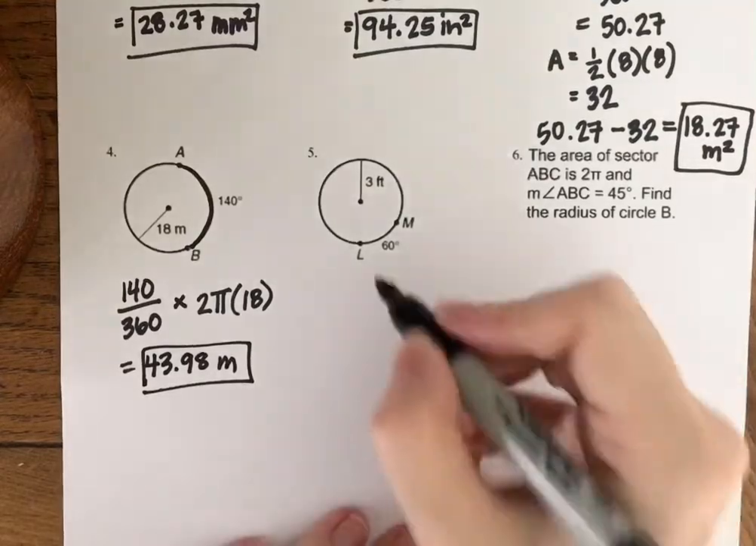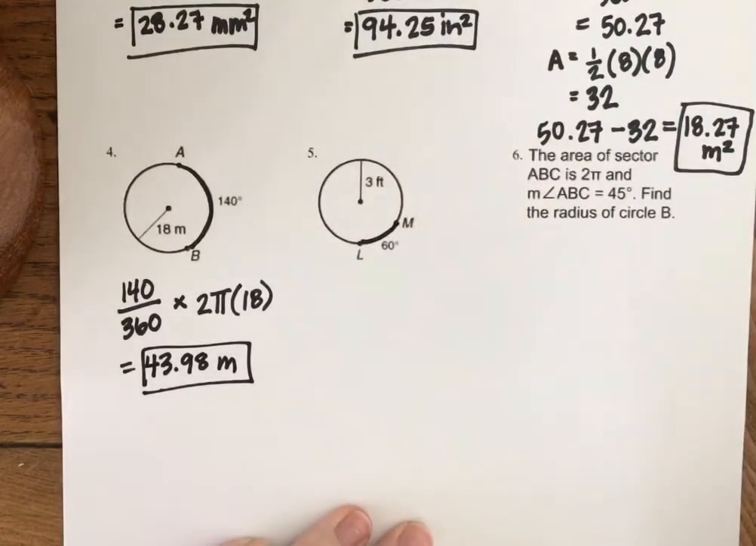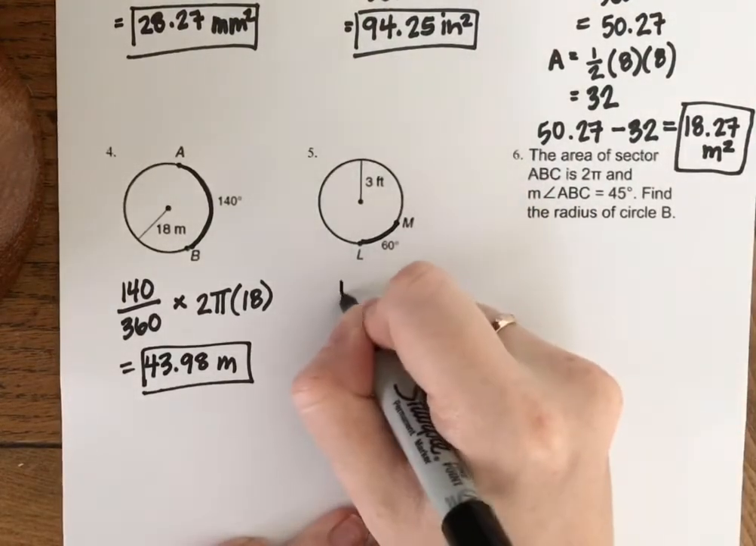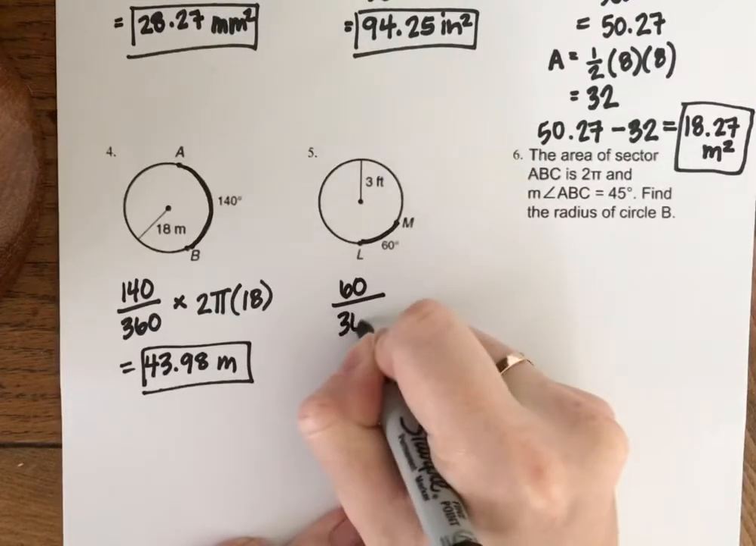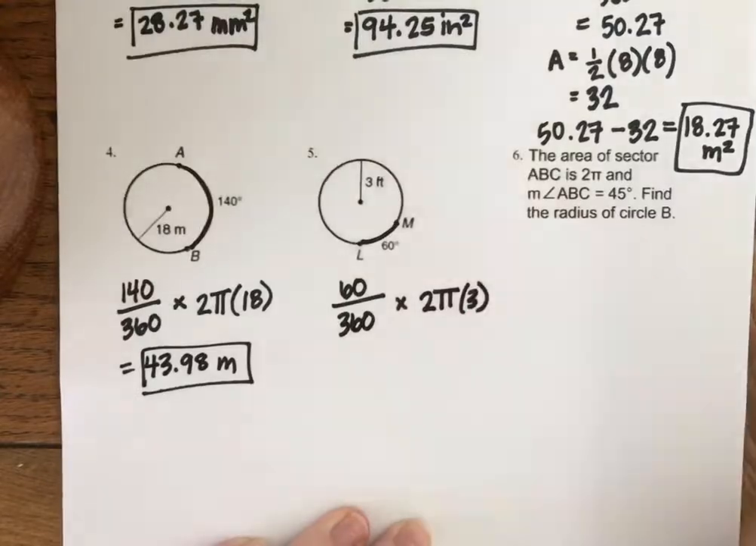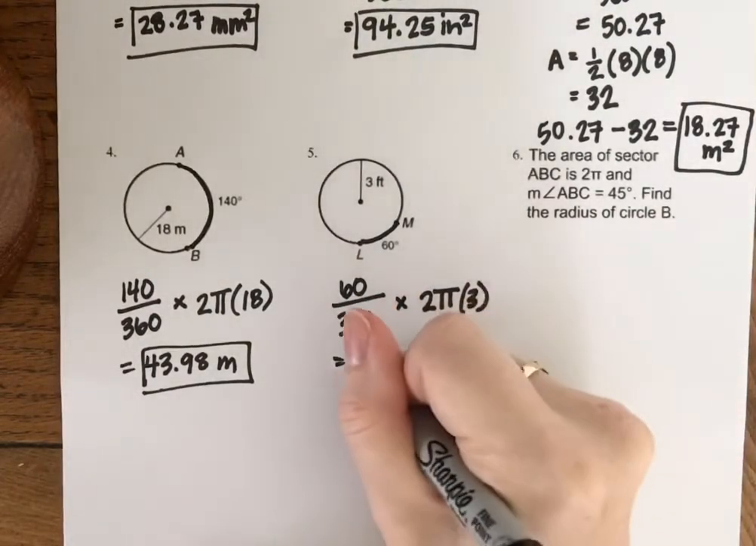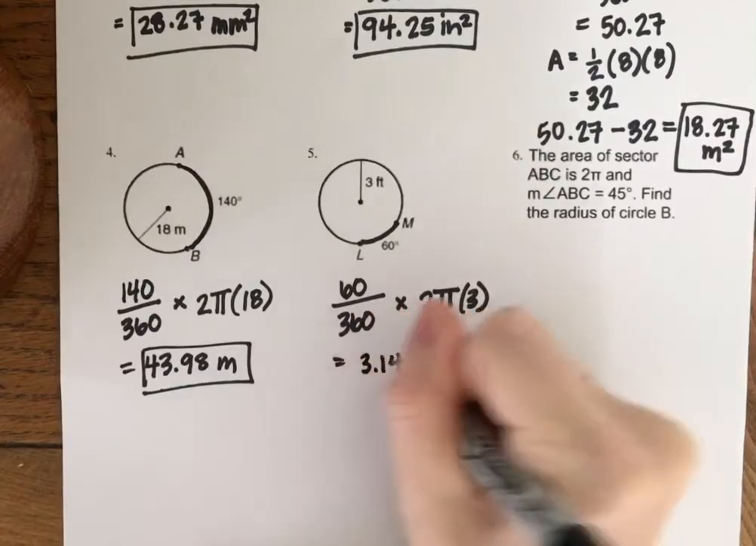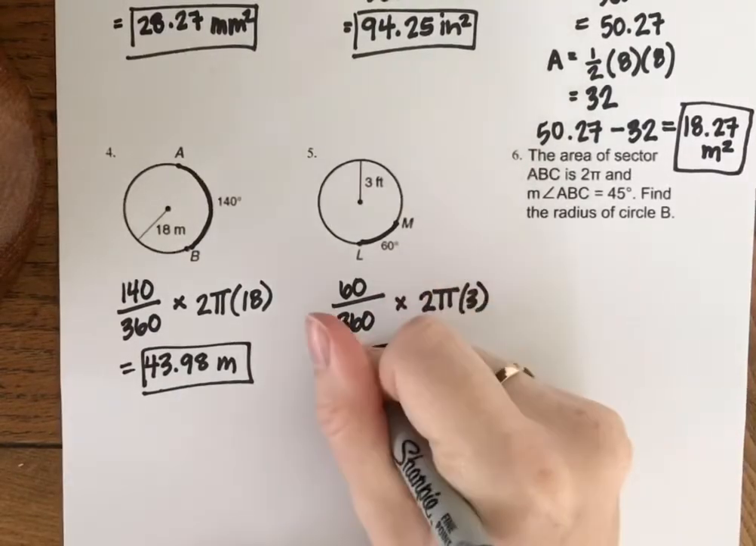Same thing for number 5. We're trying to find the length of the arc from L to M. So my angle is 60 out of 360 times 2 times pi times my radius, which is 3. Plugging that all into my calculator, we should get that it is about 3.14, and our units are feet.